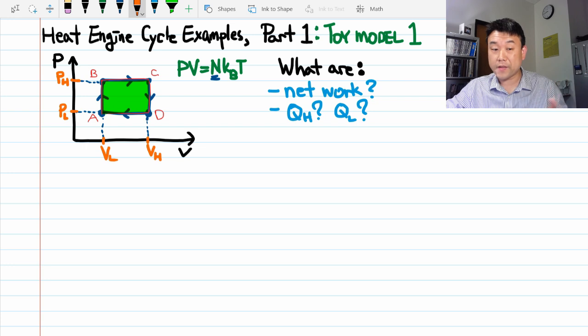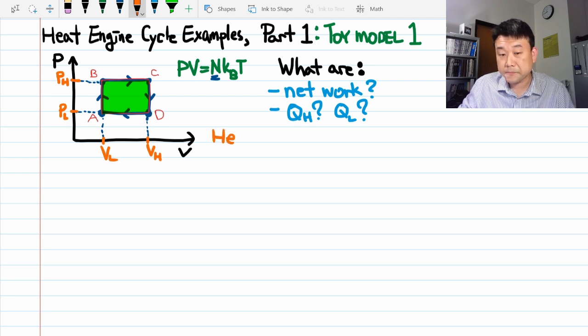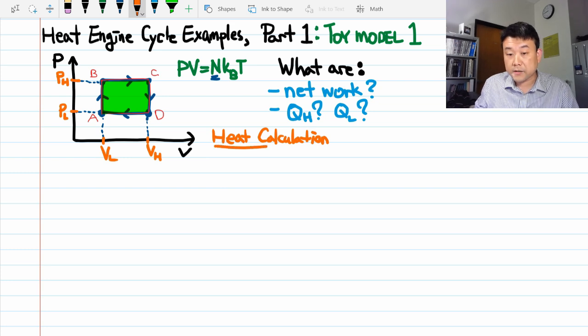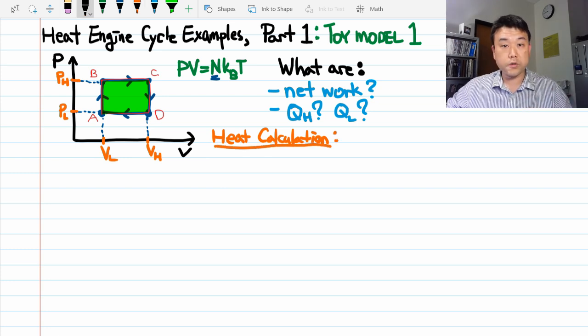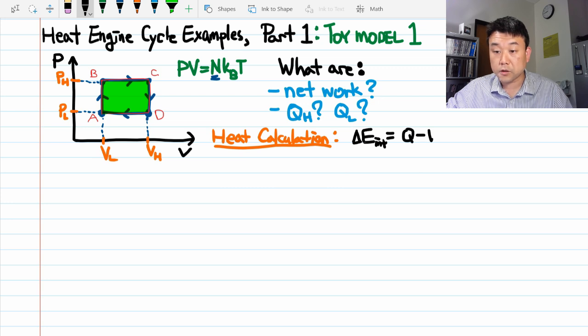All right, so it seems like the net work calculation won't be that difficult. Some of you probably have an answer right now already. So the point of the next 15 minutes or so is going to be actually calculating the net heat flow. On this PV diagram, the information about heat isn't readily apparent, so it must be calculated. This is where we are going to use the first law of thermodynamics. Change in internal energy is equal to net heat flow minus the work done by the system. All right, let's dig in.